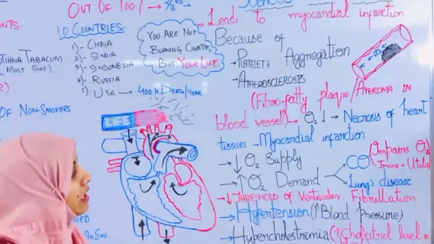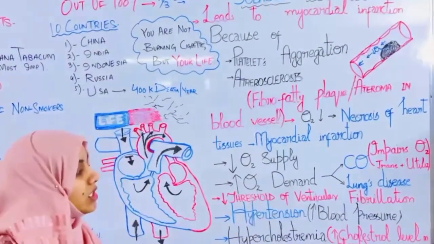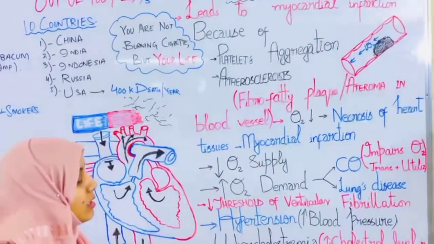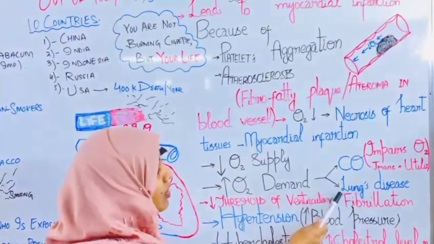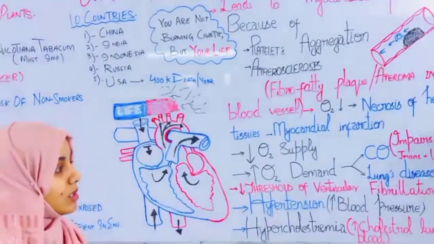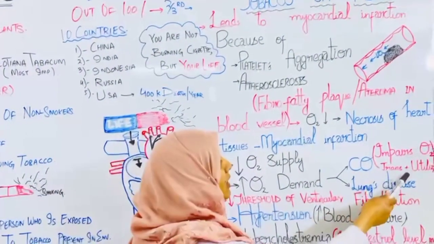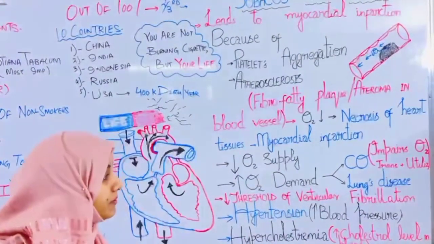It causes decreased oxygen supply to the heart muscles or other tissues and increased oxygen demand. Increased oxygen demand is because of two reasons: carbon monoxide and lung disease. As we know, smoking agents include carbon monoxide, which impairs oxygen transport as well as utilization of oxygen.